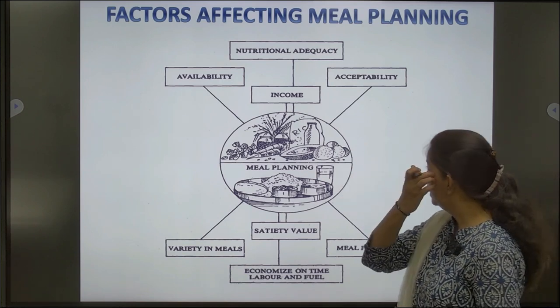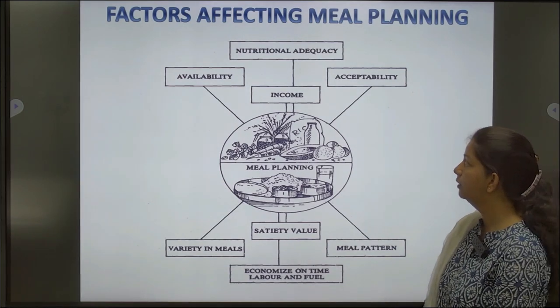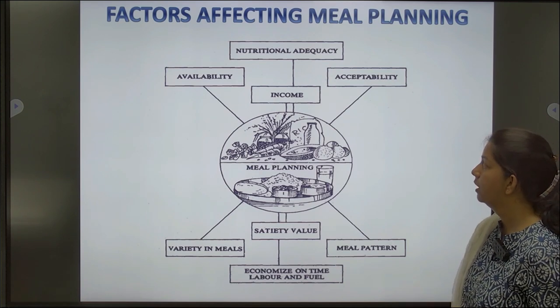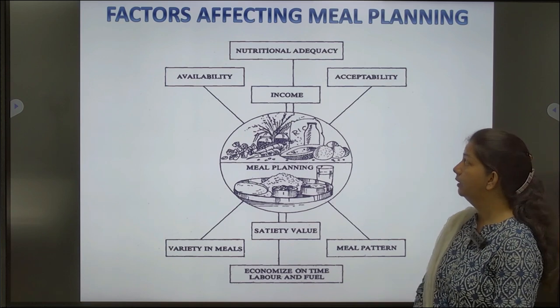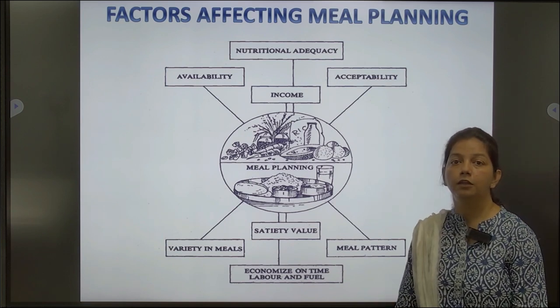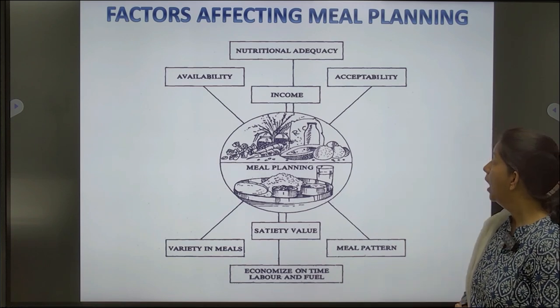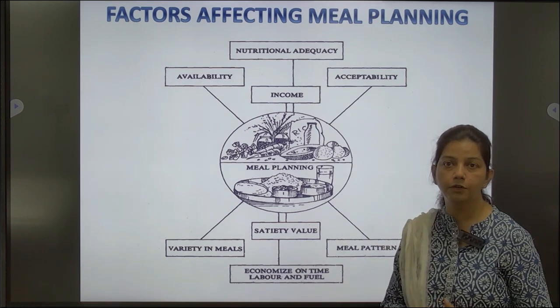Then availability. Availability defines the availability of food according to season. Like the winter season has different availability of fruits and vegetables, and the summer season has different. Then economy of meal planning is also important. It refers to the socioeconomic status of family members. And acceptability, whether the meal plan is accepted by all the family members or not.